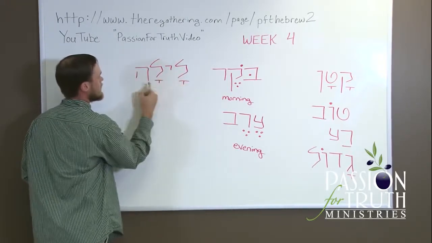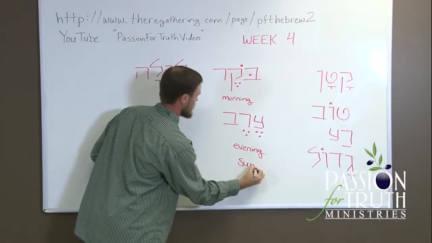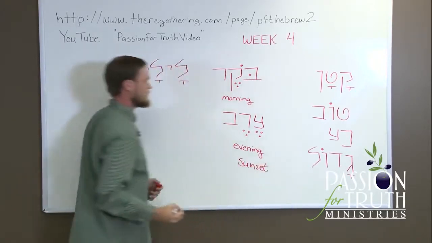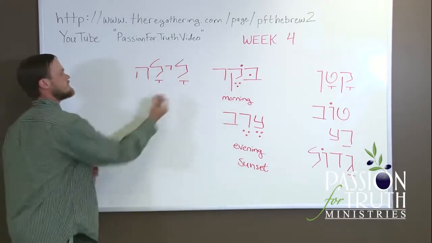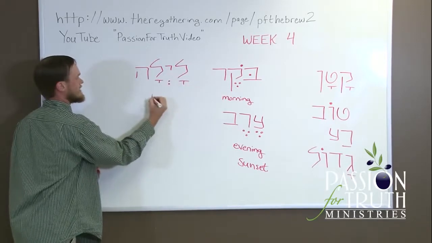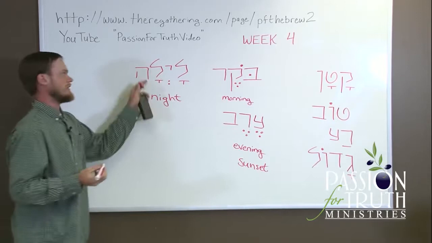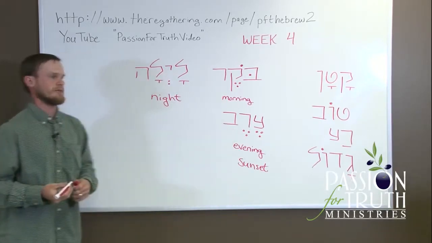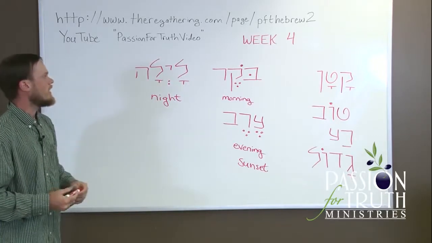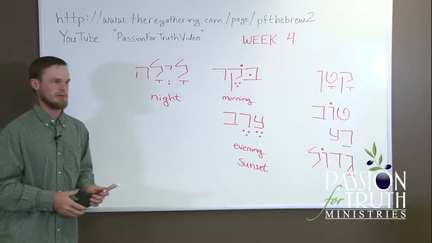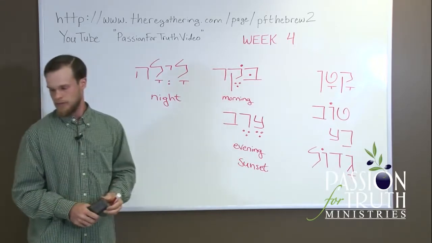Erev can also be rendered sundown or sunset. It's kind of the period of time it's referring to. Whereas Laila means night. Okay, so Laila occurs after Erev. Okay, it's the dark part of the day. Laila Tov, good night, another common phrase.